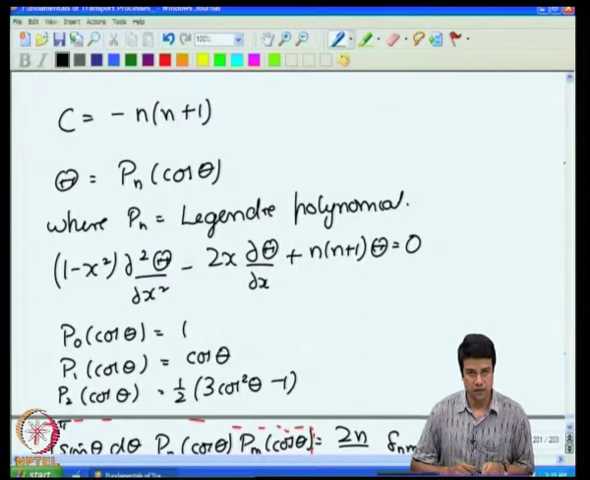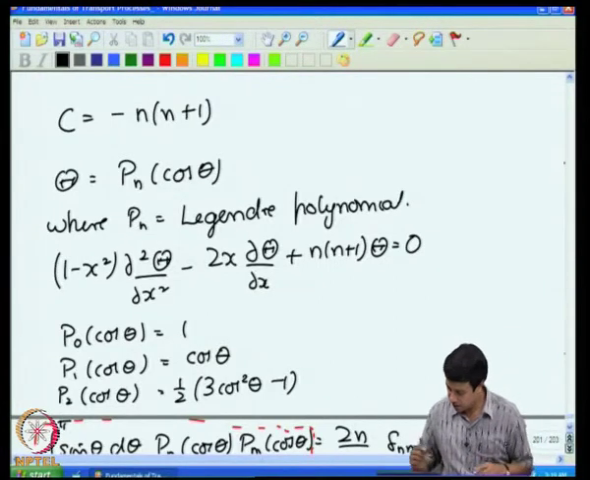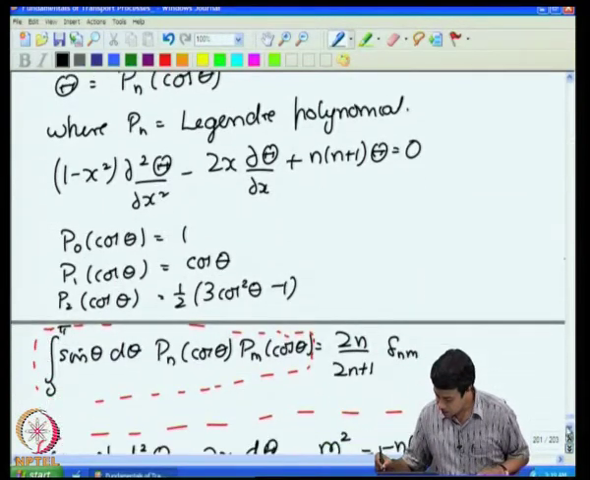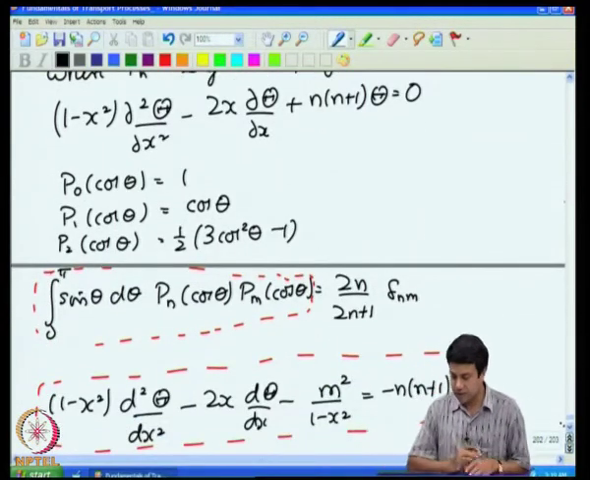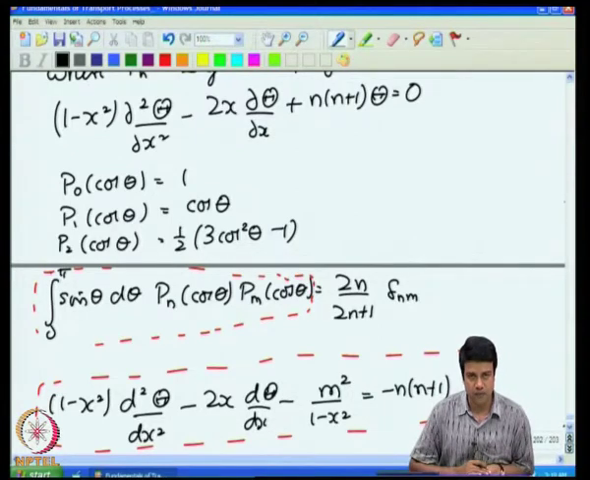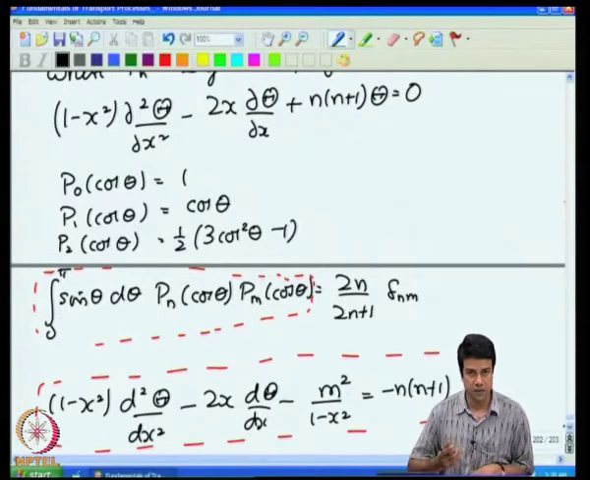I have written down the first few polynomials in this series here: 1, cos theta, half of 3 cos square theta minus 1, and so on. And these Legendre polynomials satisfy an orthogonality relation: the product of two polynomials integrated over 0 to pi, multiplied by sin theta, is non-zero only when n is equal to m. So, the products are non-zero only when the two polynomials are identical, and they are 0 when the polynomials are different.